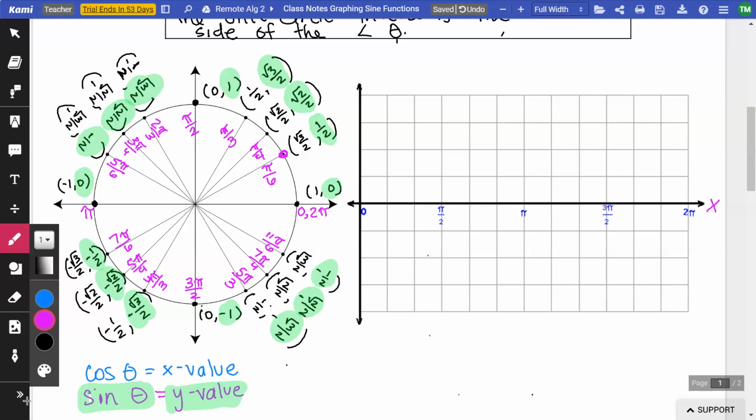Since we're counting from 0 to 2 pi, halfway between would be pi. Halfway between 0 and pi is pi over 2. Halfway between pi and 2 pi is 3 pi over 2.